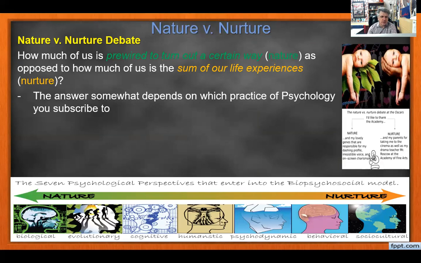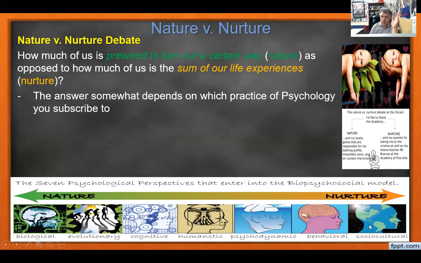So when it comes to the nature versus nurture debate, how much of us is pre-wired to turn out a certain way? That's the nature. And how much of us is the sum of our life's experiences? That's the nurture. And the answer depends on what practice of psychology you're subjected to. Most people would be right here, it's 50-50. But again, if you're a biological person and you think it's the brain, or you're an evolutionary psychologist, even a cognitive psychologist, you think it's much more, you're born this certain way, you've got certain tools.